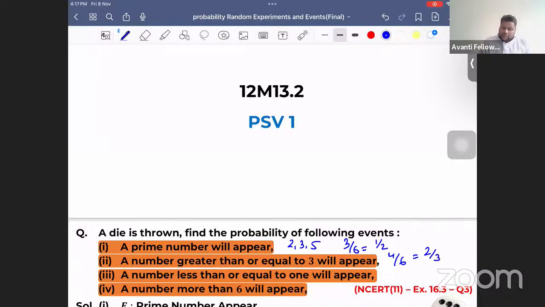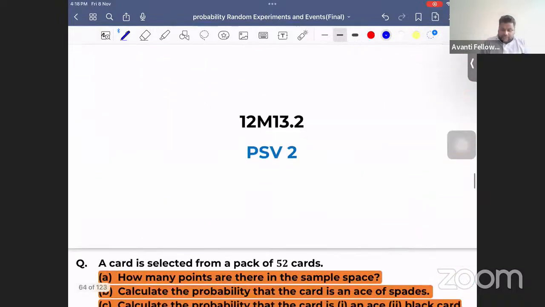Number less than or equal to 1 will appear. Third part. There is only one possible case, that is 1. So the answer will be 1 by 6. Very good. Number more than 6 will appear. If you throw a dice, there cannot be a possibility that more than 6 will appear. So the answer will be 0. Got it? Whoever is there from JNV rowing has answered everything very correctly.